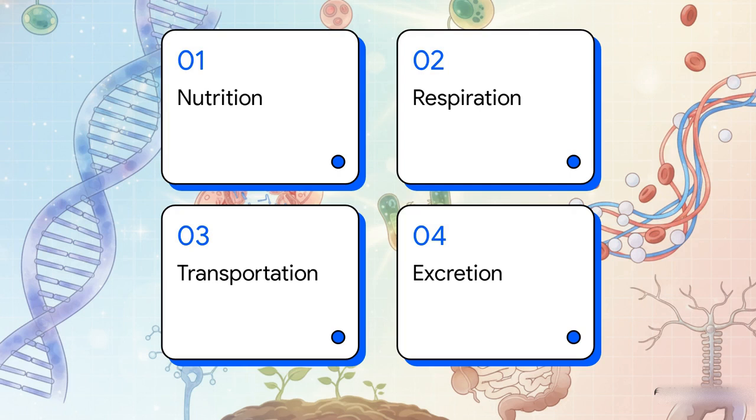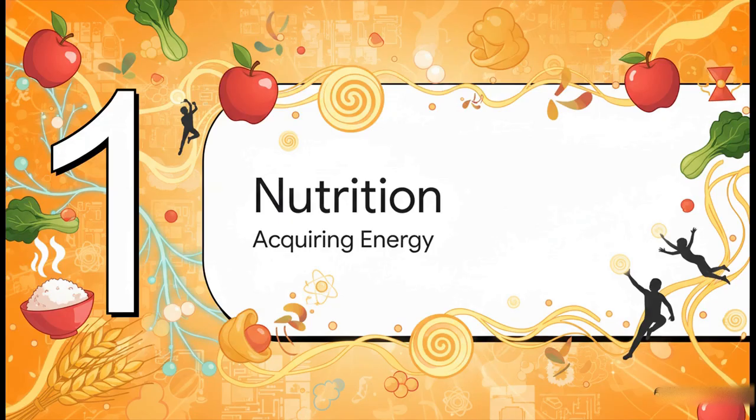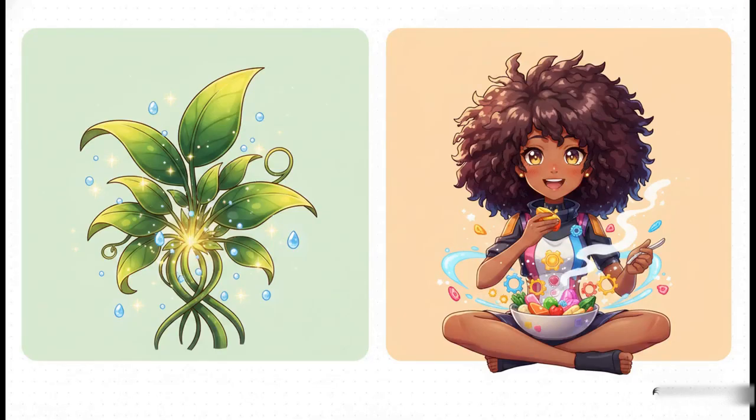Let's start with our first pillar. Section 1, nutrition. This is all about acquiring fuel for the biological machine, right? Taking energy from the outside world and bringing it inside to keep us going. When it comes to nutrition, organisms generally fall into two camps. First up, we've got autotrophic nutrition. This is the incredibly elegant, self-sustaining chemistry of plants. Using just sunlight, inorganic carbon dioxide, and water, plants literally build their own food from scratch through photosynthesis.